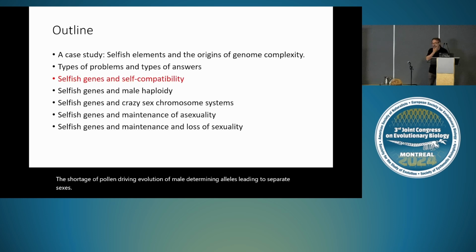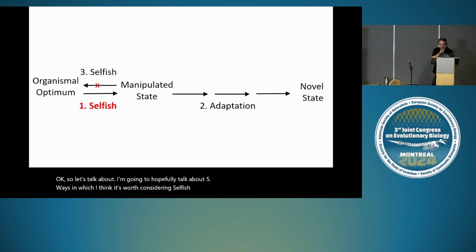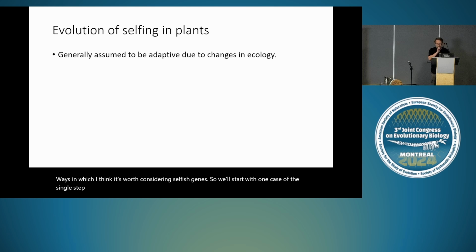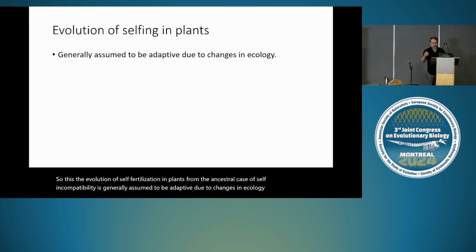Okay, so I'm going to hopefully talk about 5 ways in which I think it's worth considering selfish genes. So we'll start with one case of the single-step model. The evolution of self-fertilization in plants from the ancestral case of self-incompatibility is generally assumed to be adaptive due to changes in ecology, mate availability, and so forth.